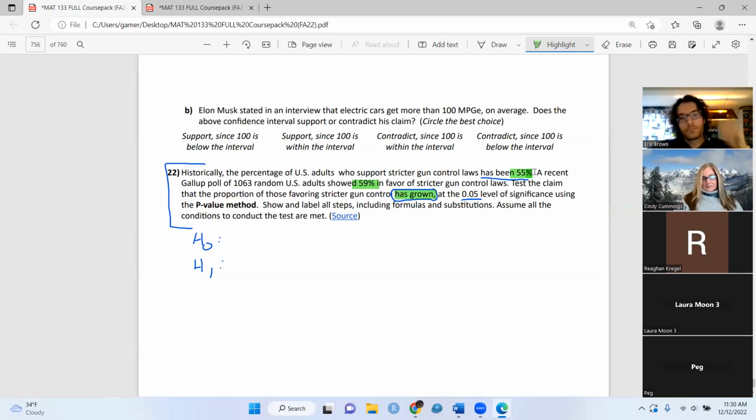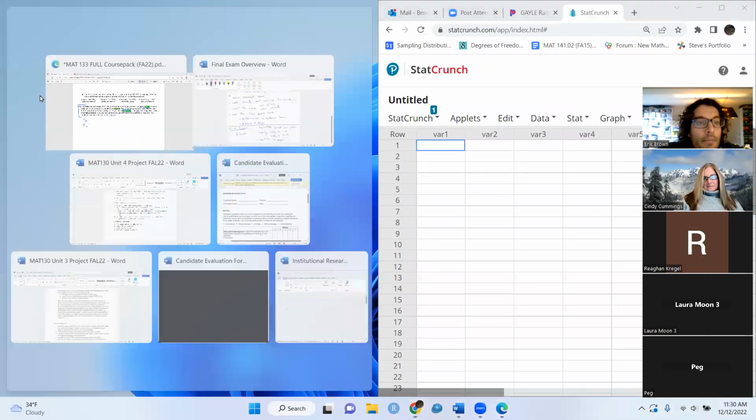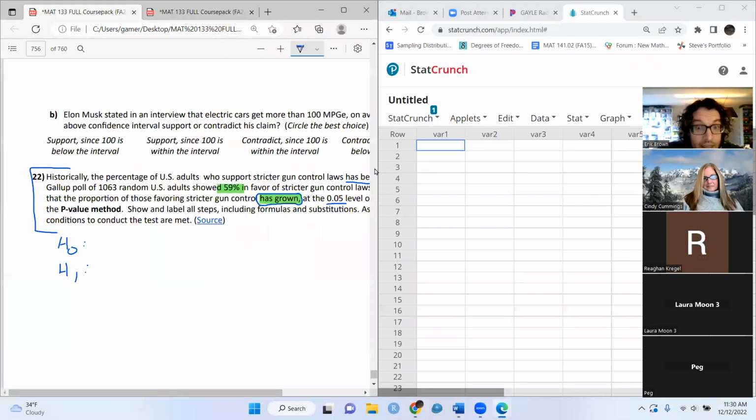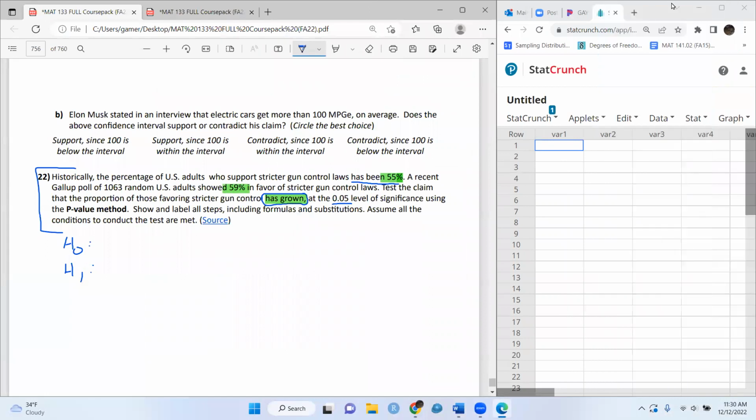What did you get for a P value? I got 1 point something. And that's gotta be wrong. Yeah, you're right. And then I got to 3 and I was stuck on how to put it in StatCrunch because it's a proportion, so you use Z. Peg, P equal to 1 is wrong. It's always wrong. That can't be.